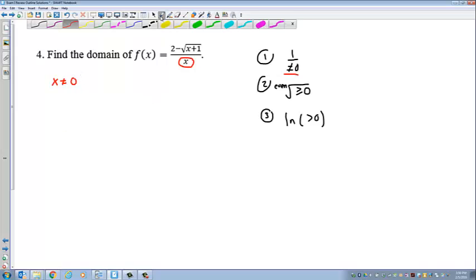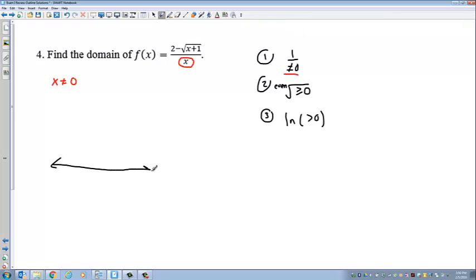So on your number line, when we're talking about the domain, the possible things you can put in, you can immediately take out 0. So put a hole at 0. All right, so number 1 is done. We finished off with the denominator being 0. Then we look at number 2.